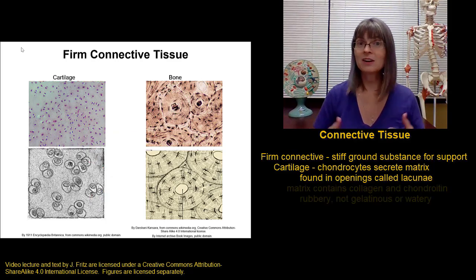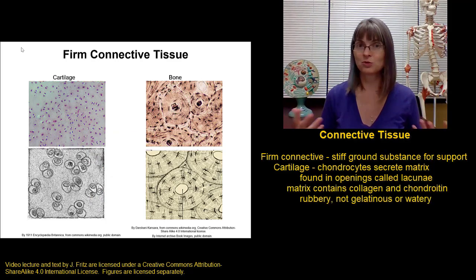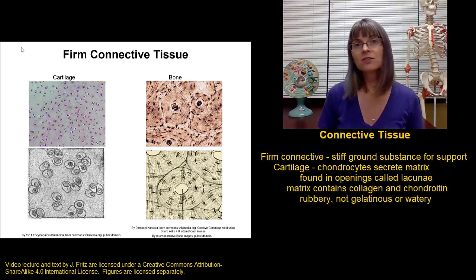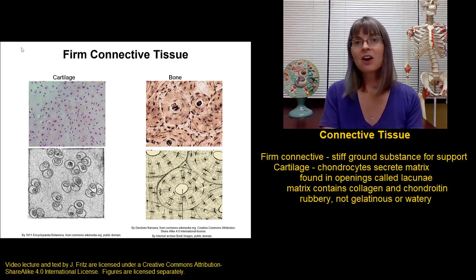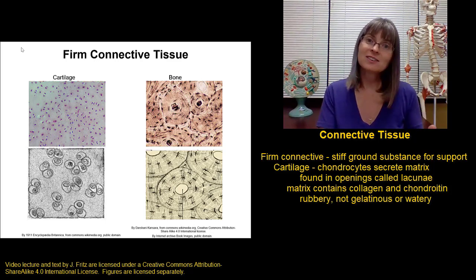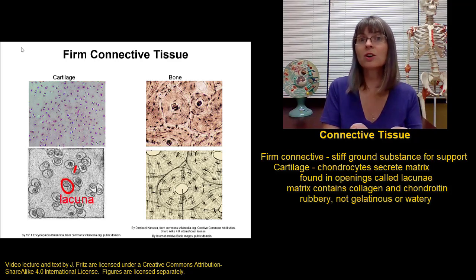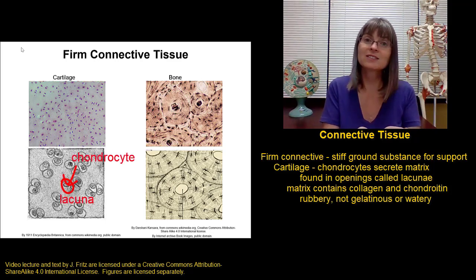They do secrete a lot of collagen fibers, that's going to give strength to the cartilage, and they also secrete something called chondroitin. Chondroitin helps to make the ground substance stiff or rubbery, rather than soft or gelatinous. Because the extracellular matrix of cartilage is so stiff, it's hard for the cells to exist in that matrix. The cells exist instead in little spaces called lacunae. A lacuna is a little space, and lacunae is plural.